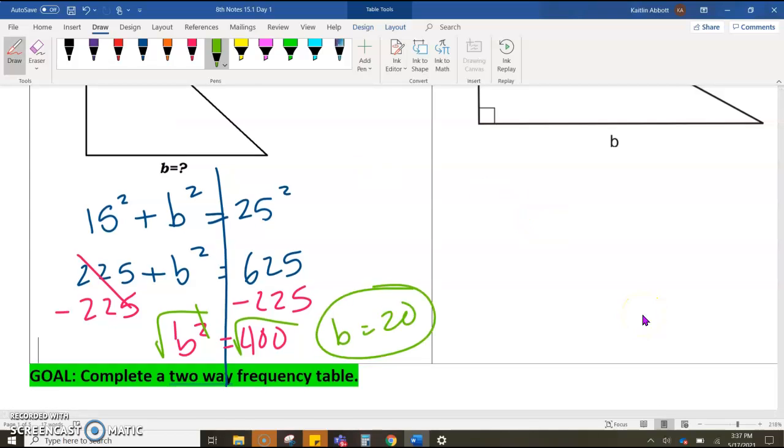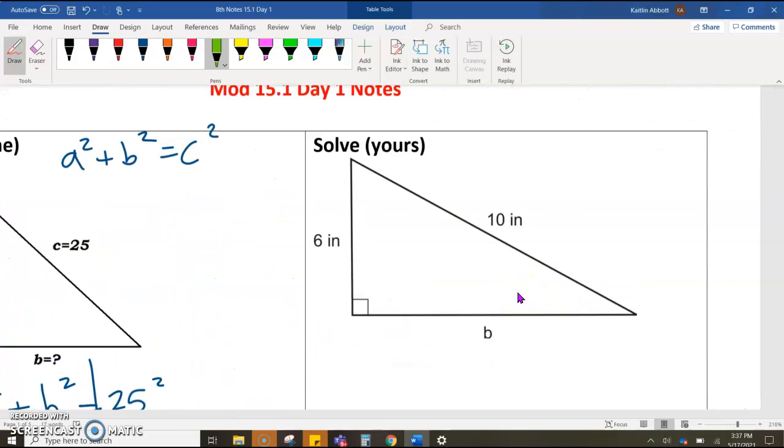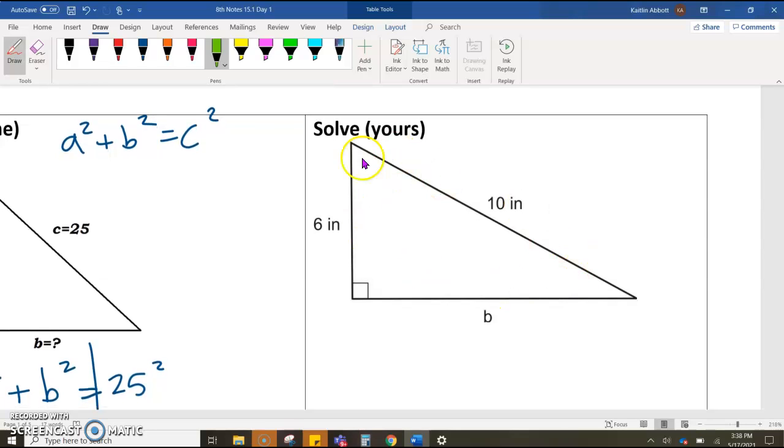Final answer. Please take this time to do this triangle yourself. Come back here when you are ready.